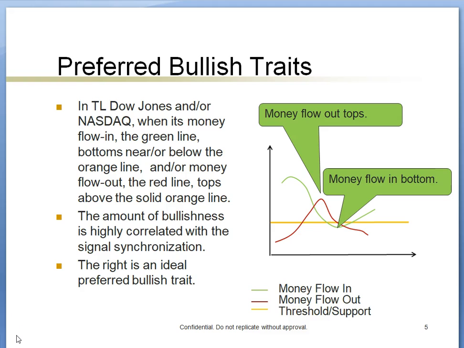Now let's talk about synchronization. A synchronization is when one of the conditions of preferred bullish trades is met. It's either the money flow out line tops or the money flow in line bottoms. In this preferred bullish trade here, there are two synchronizations. If both traffic light Dow Jones and Nasdaq show the same characteristics, then there will be four synchronizations. The amount of bullishness is highly correlated with the synchronization of the signals. A preferred bullish trade can happen 2 to 3 times annually.